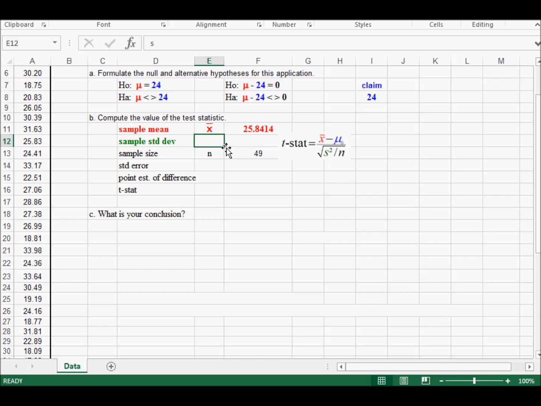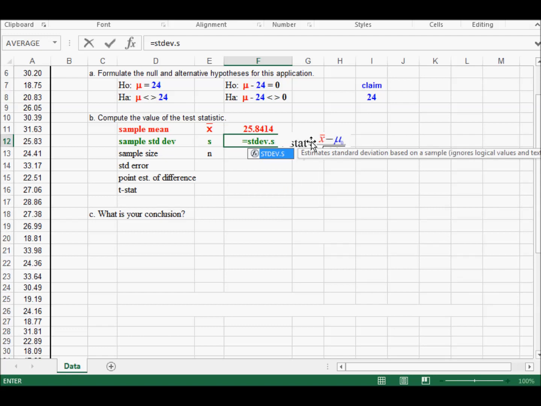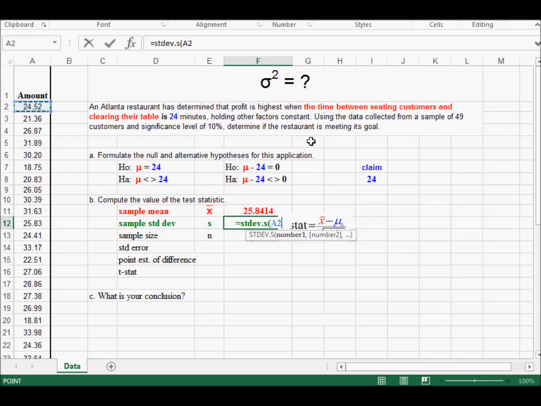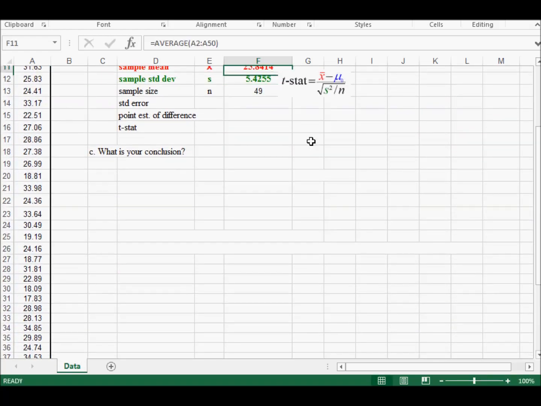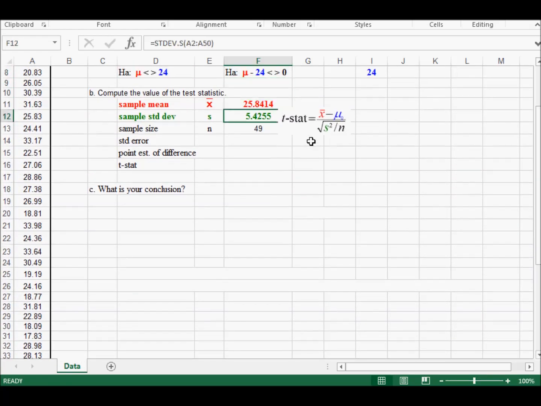The sample standard deviation is denoted S, not sigma, but S, and it is found by typing equal stdev.s, and we use .s because we're talking about a sample standard deviation, so we need .s for sample. If we had all the data, all the observations from the population, we'd use .p, but we need .s because we have a sample of data. And then we highlight the data, the observations of the variable, and we get 5.4255.